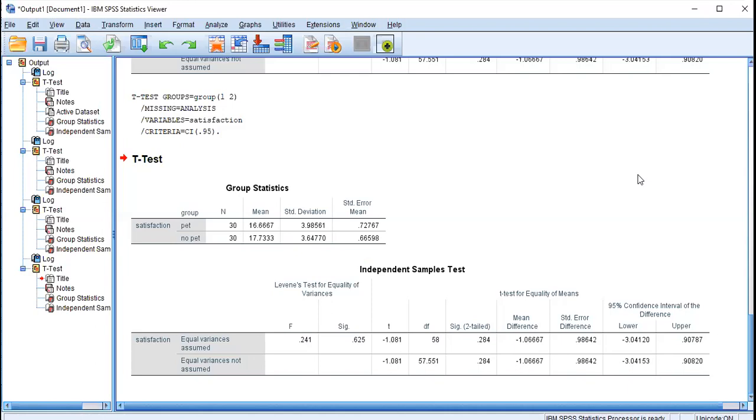We can write the answer this way. Satisfaction level of residents with pet (M is equal to 16.67, SD is equal to 3.98) is similar to residents having no pet (M is equal to 17.73, SD is equal to 3.64), t(58) is equal to 1.081, d is equal to 0.28. So that's the actual and complete answer for you.